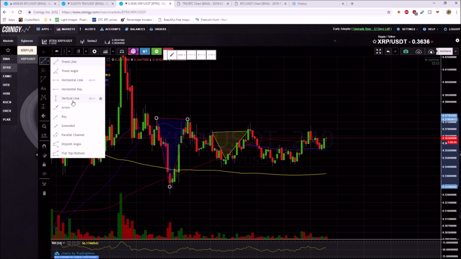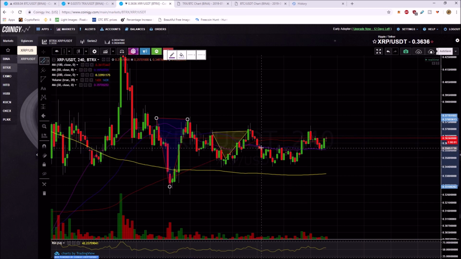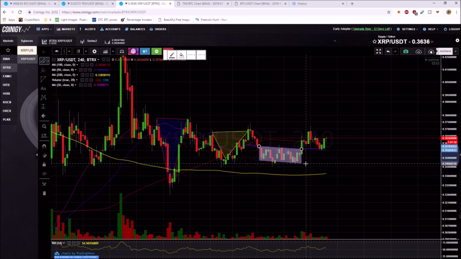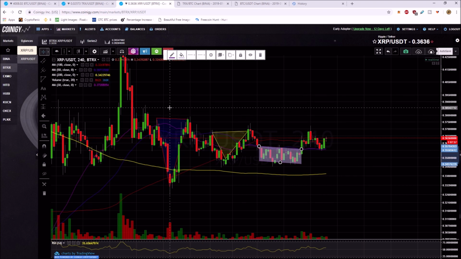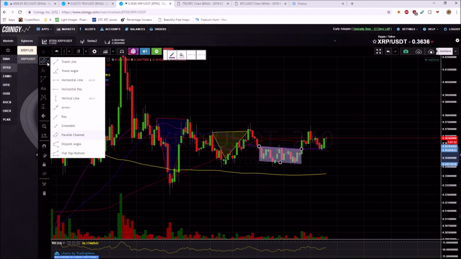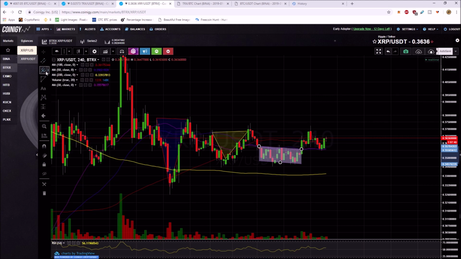You may use vertical lines. I don't really use them a whole lot. Parallel channels. If you get a channel you want to draw, you can draw a channel like that. Okay. I don't really use those a whole lot either. I'm just using a bunch of easy, simple lines so that it's easy for you guys to read. You could spend an hour making a chart. Well, if you're busy, I'd rather make 4 charts than 1.